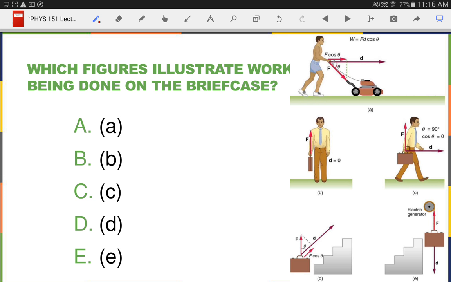Now, a clicker question. I'm sorry, the K got cut off. This is going to be answer all that are correct and then hit answer. Which figures illustrate work being done on the briefcase or the lawnmower? I forgot the top was a lawnmower, so the briefcase or the lawnmower. And you can see the equation is up there at the top of the screen.